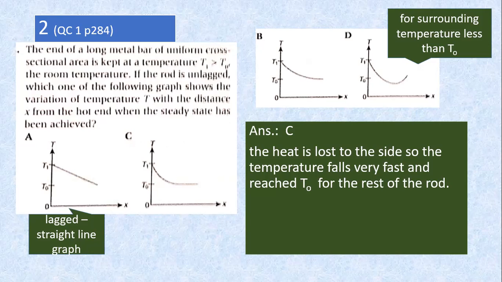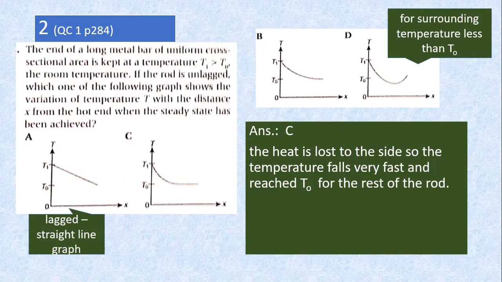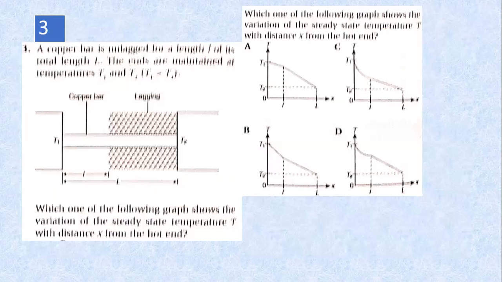This is your quick check, page 284. But the answer cannot be B because it's going very slowly. Usually it looks very fast if it's very long. See, it is long. B is also correct, but if it was fast, then the answer D would have been correct, if the surrounding temperature is less than T naught. That's your D. The surrounding temperature is less than T naught.